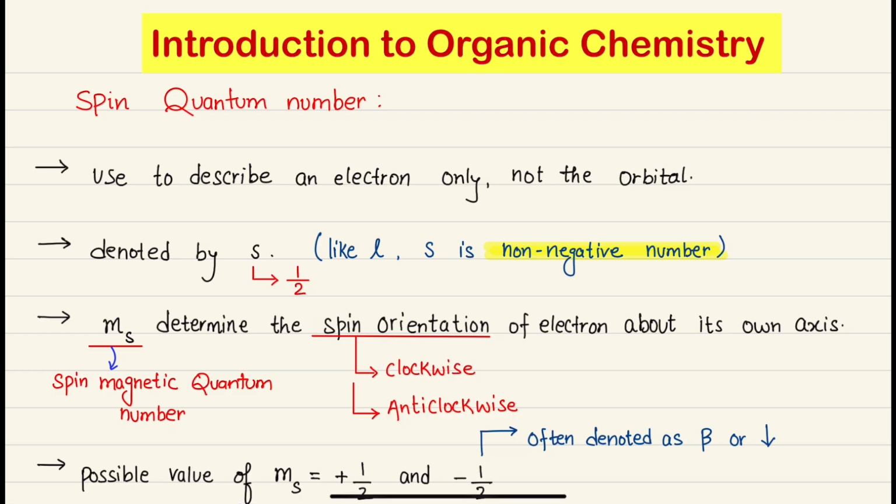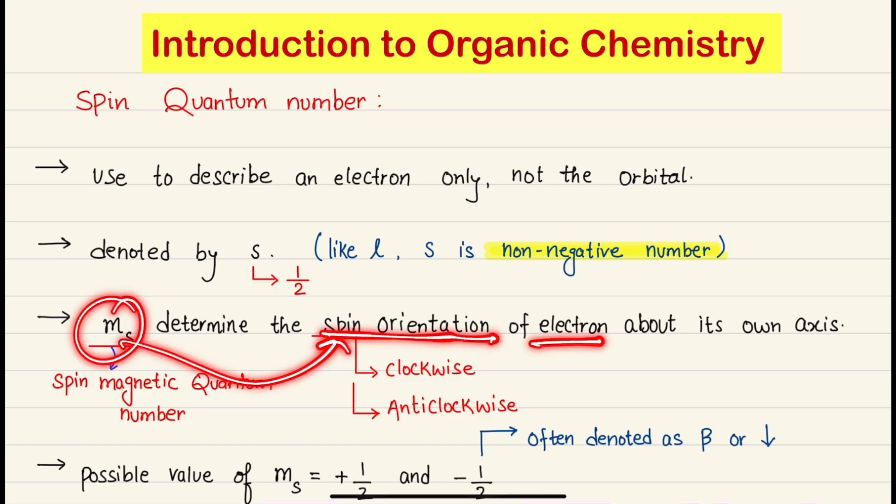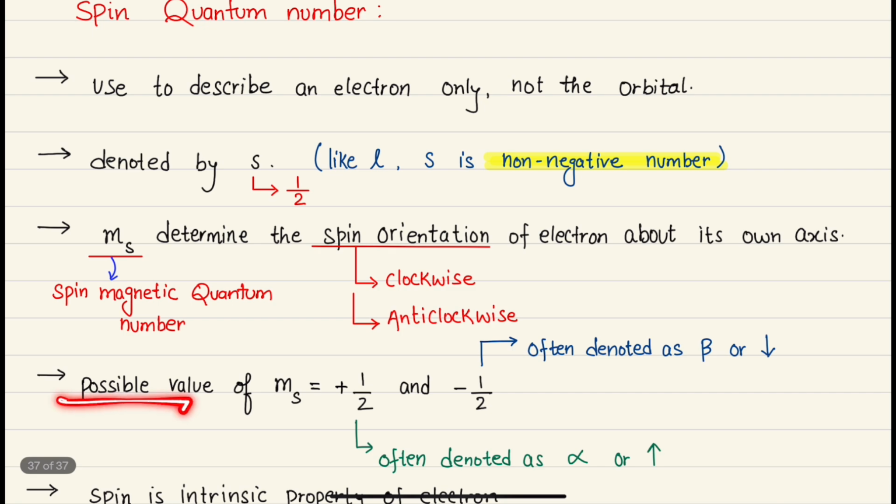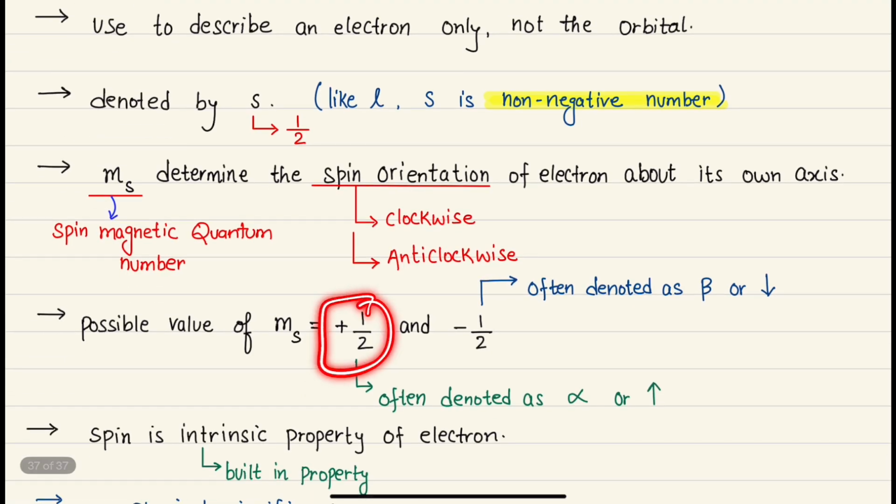It means the ms value tells us the spin orientation of the electron that is spinning about its own axis, and whether that spinning is happening clockwise or anti-clockwise. So ms will tell these things. The possible values of ms for electrons are two: it can be either plus half or minus half. Generally this plus half is often denoted as alpha, or we just give an upward arrow.